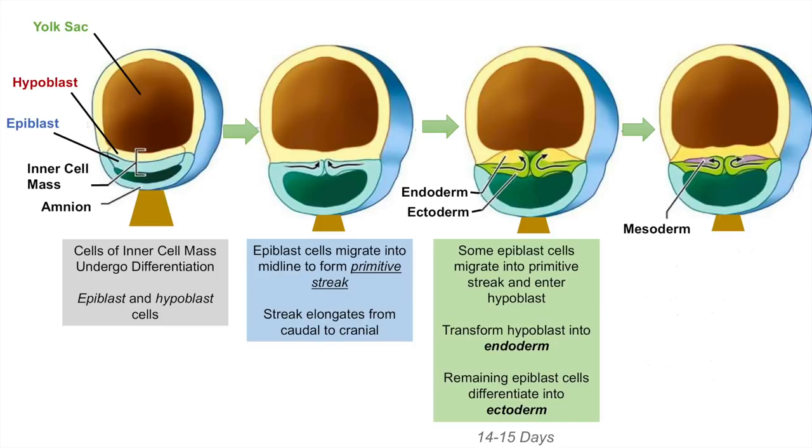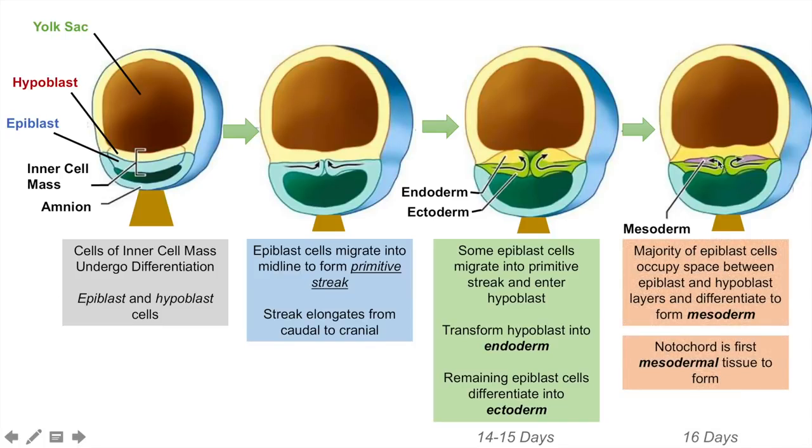But there's also a large amount of epiblast cells that are in between the endoderm and ectoderm that have yet to differentiate. And the majority of epiblast cells that occupy the space between the epiblast and hypoblast layers will themselves differentiate to form mesoderm. So the cells that have not differentiated, that are between the endoderm and ectoderm, they will eventually differentiate. These cells are epiblast cells. They will eventually differentiate to form the mesoderm of the organism.